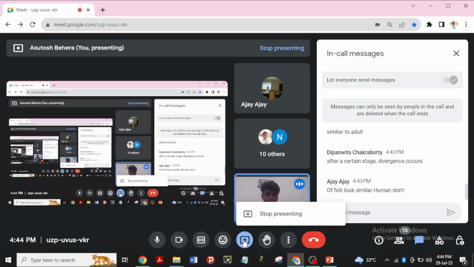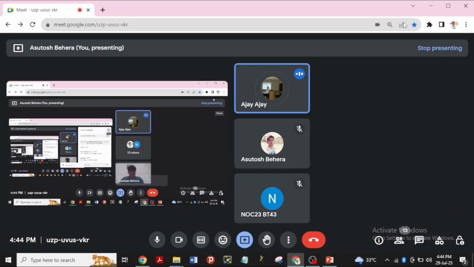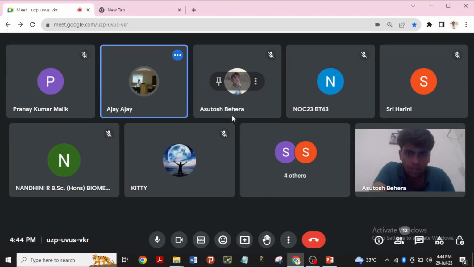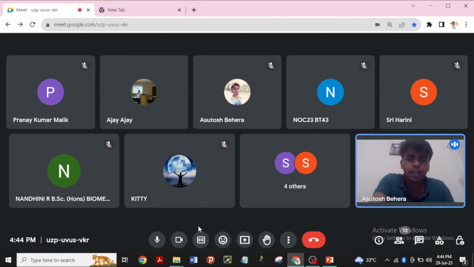If I present my screen again. Embryo of higher developed adult human will not remain the same. Yeah, because it is developing, right? So in the same species, let's say human, the embryo will obviously develop. The early stage embryo of fish and human will look similar, but once they move ahead in developmental time, they look different.